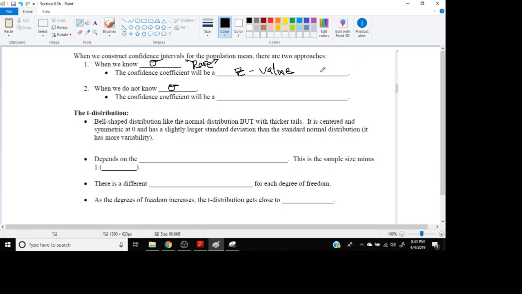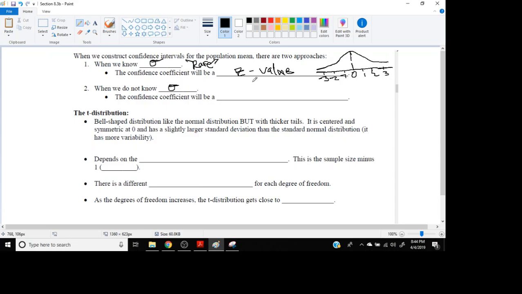Remember, your z comes from your standard normal distribution. It's the bell-shaped distribution, centered at 0. It has a standard deviation of 1. And so we know that most of our observations are within 3 standard deviations from the mean, which is 0 for our standard normal curve. It's a z value, and we can use our z table, and that's going to be our confidence coefficient.